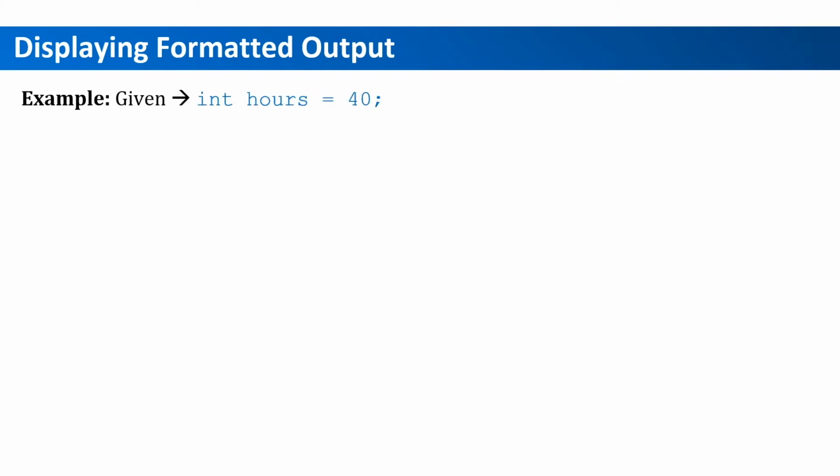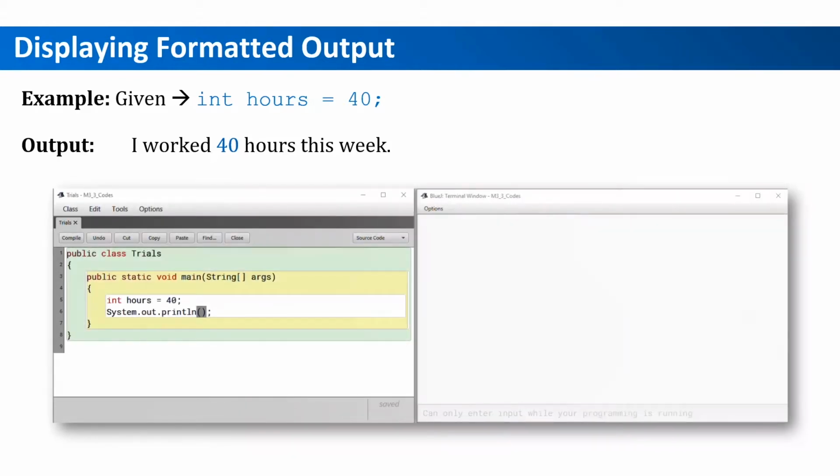Given an int variable called hours, which stores 40, how would you write a println statement that prints the sentence, "I worked 40 hours this week," such that the 40 comes from the variable hours? Alright, so a possible way to do it is to write a println statement that has multiple strings. You start with the first part, "I worked", and make sure to have a space afterward, plus, then insert the variable hours, then another plus, and continue the sentence saying "hours this week." Then compile and run, and you will get "I worked 40 hours this week."